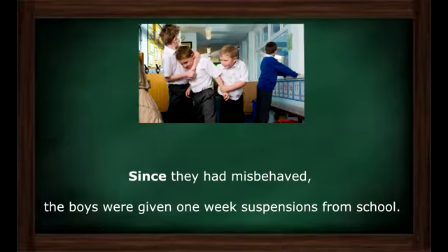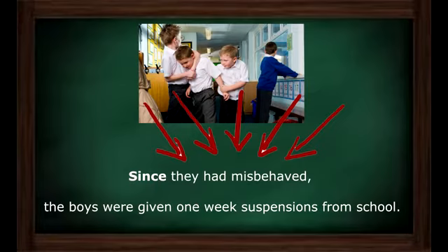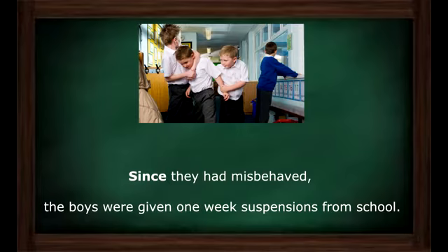Since they had misbehaved, the boys were given a 1 week suspension from school. Here, we see the dependent clause is "they had misbehaved," which is not a valid sentence by itself. The independent main clause is "the boys were given a 1 week suspension from school." They are joined by the subordinating conjunction "since."